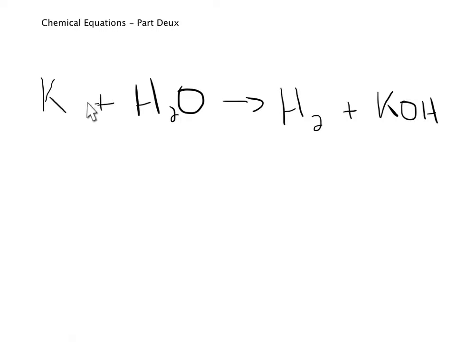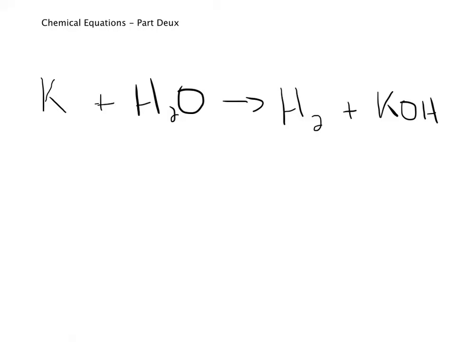Potassium reacts with water, or dihydrogen monoxide, if you want to use that name for it, to form or to produce hydrogen and potassium hydroxide. Okay, this is an ion. You'll look on your ion sheet and you can find out what that one is.